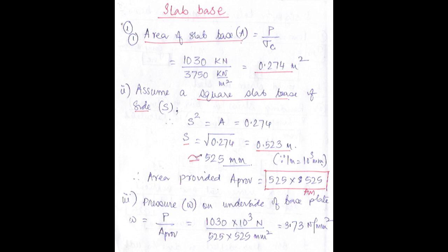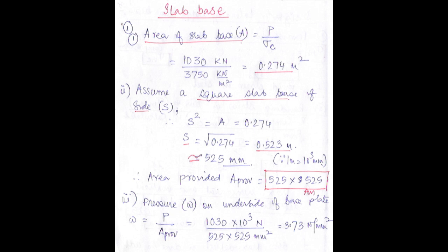0.523 meter means what? 523 millimeter. How? 1 meter is equal to 10 cube or 1000 millimeter. So you multiply this value with 1000. So you will get what? 523 millimeter.